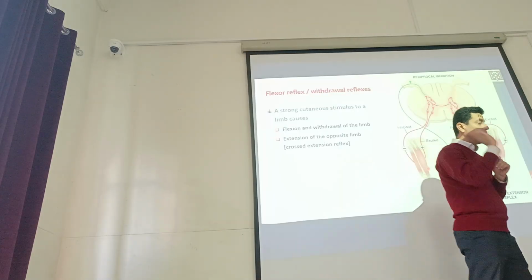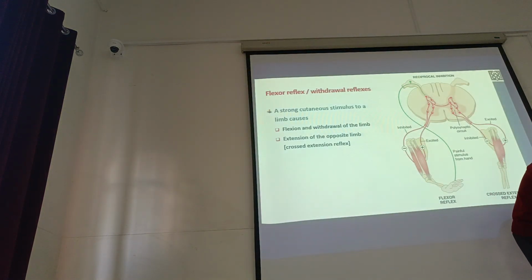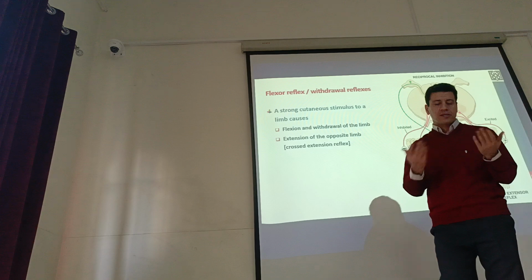So the key concept here is that the receptor is in the skin, and fibers carry action potential to the spinal cord. In the spinal cord, we have several interneurons. Some of these interneurons are excitatory, others are inhibitory. Inhibitory interneurons inhibit alpha motor neuron to the extensor. Excitatory interneurons activate alpha motor neuron to the flexor. Right? So this is called flexor reflex.